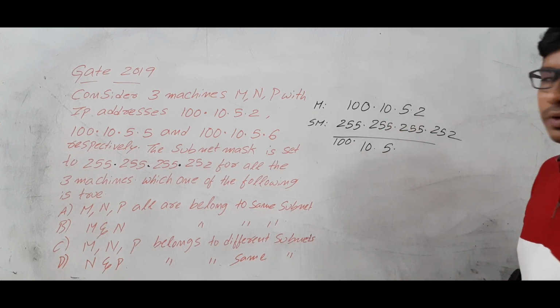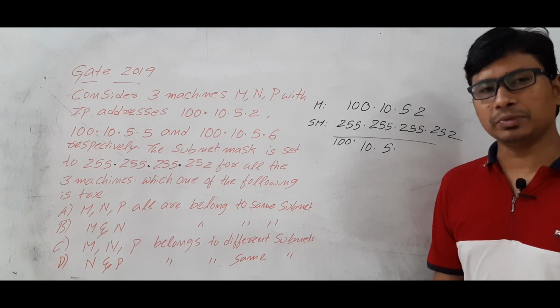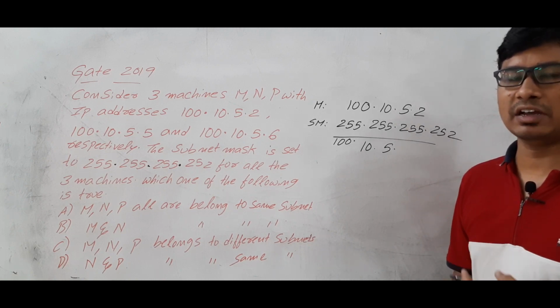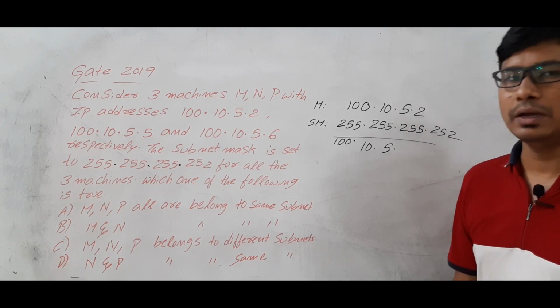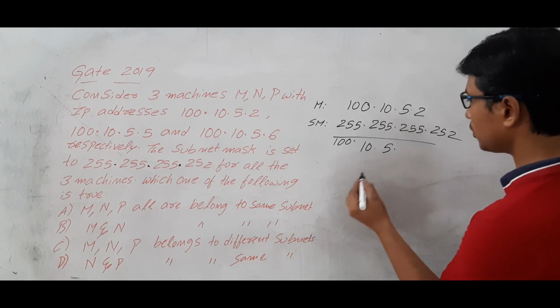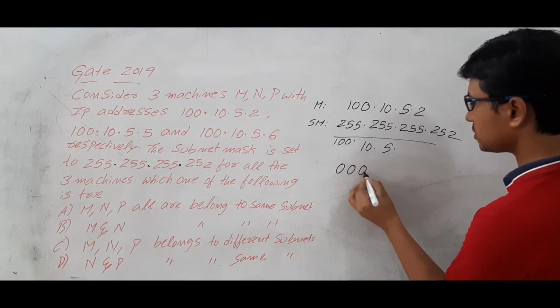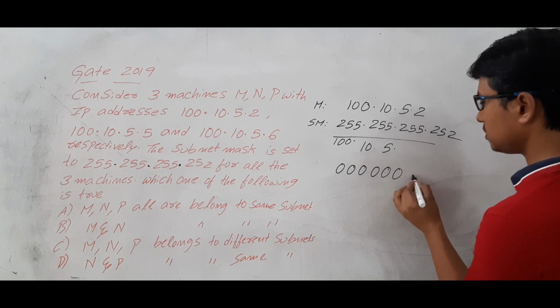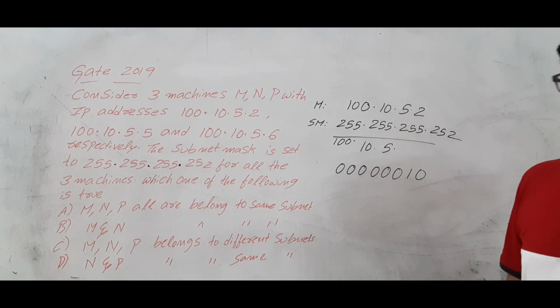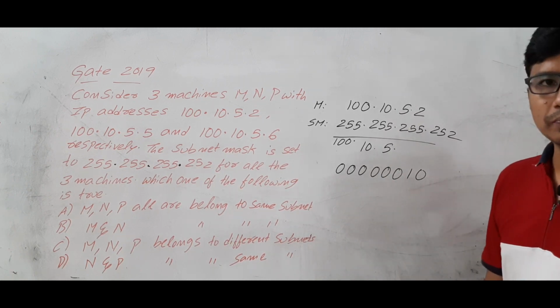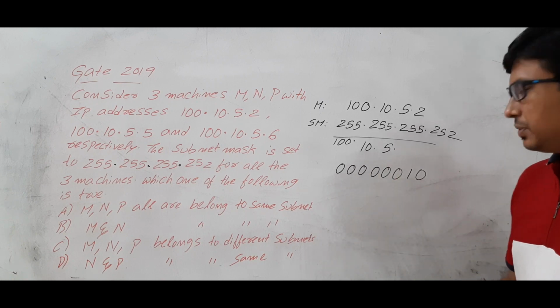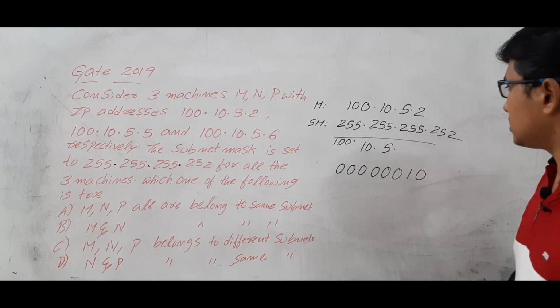Now 252 and 2, we need to perform the bitwise AND. So what I will do, I will convert both the decimals into binary numbers. Now 2 is what? 0, 0, 0, 0, 0, 0, 1, 0. Am I right or wrong? So if you convert into a binary number with 8 bits, you will get 6 zeros, 1 0.